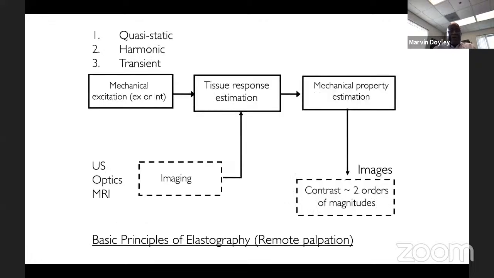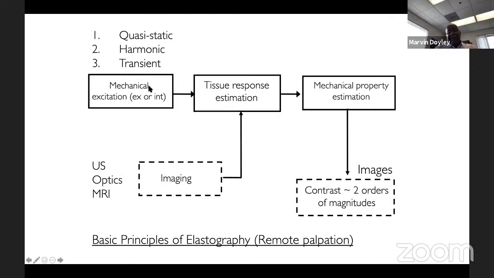And just to illustrate how we're going to do that: we can apply this framework to any elastographic imaging approach. The only difference between these three approaches is the mechanical excitation. It could be quasi-static, where we're just applying a small deformation force. It could be harmonic, where we have an external vibrator, or we can use the ultrasound device itself to have a transient.